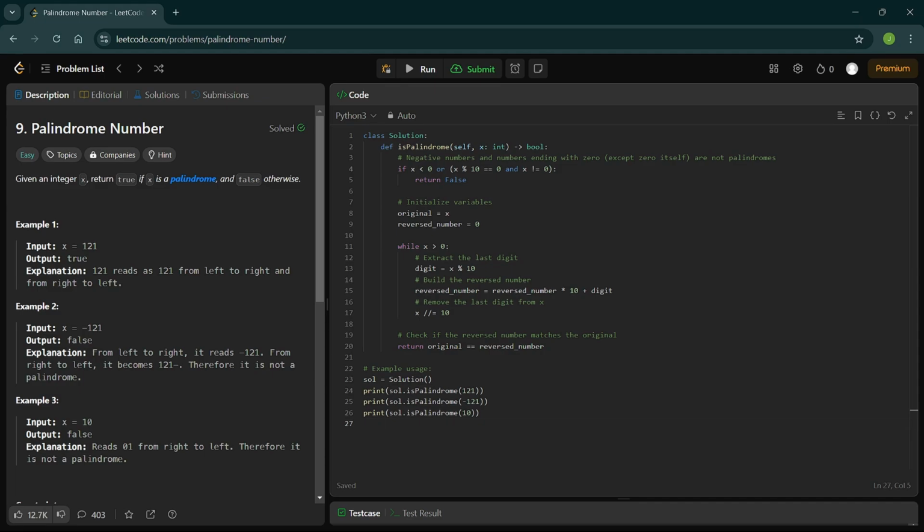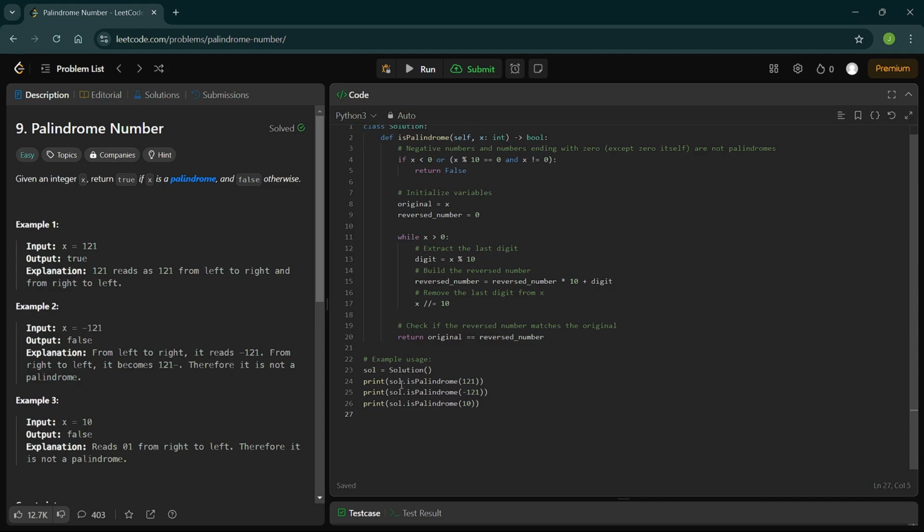Then we'll build the reversed number by multiplying by 10 and adding the extracted digit to it. Then, to remove the last digit, we use integer division. We remove the last digit from x. Now at the end, we will return whether the original is equal to the reversed number.